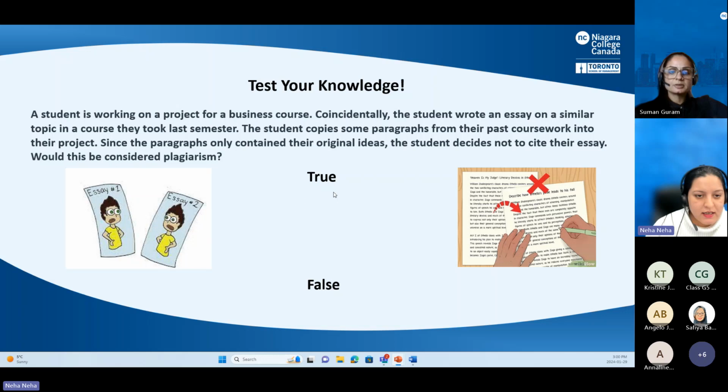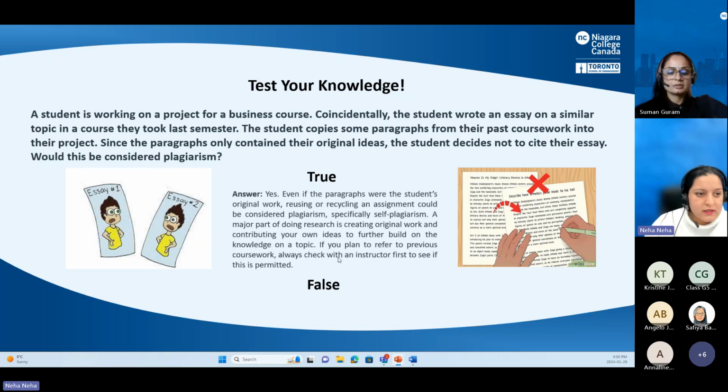Yes, it is considered plagiarism. And why? Because even if the paragraphs were the student's original work, reusing or recycling an assignment could be considered plagiarism. Specifically, it is a form of self plagiarism. A major part of doing research is creating original work and contributing your own ideas to further build on the knowledge on a topic. If you plan to refer to previous coursework, always check with an instructor first to see if this is permitted.